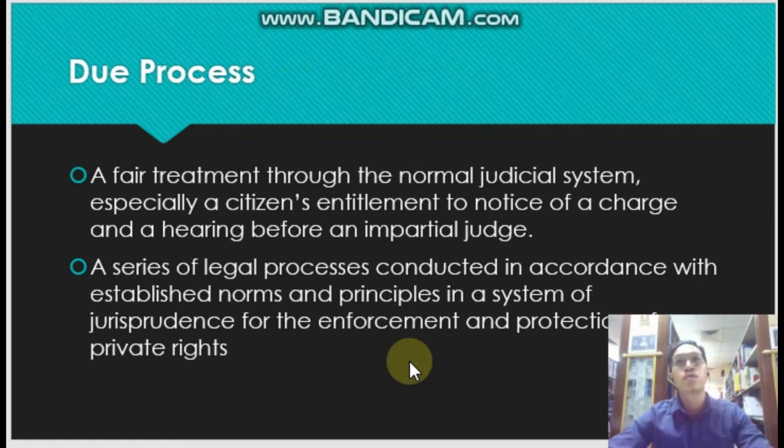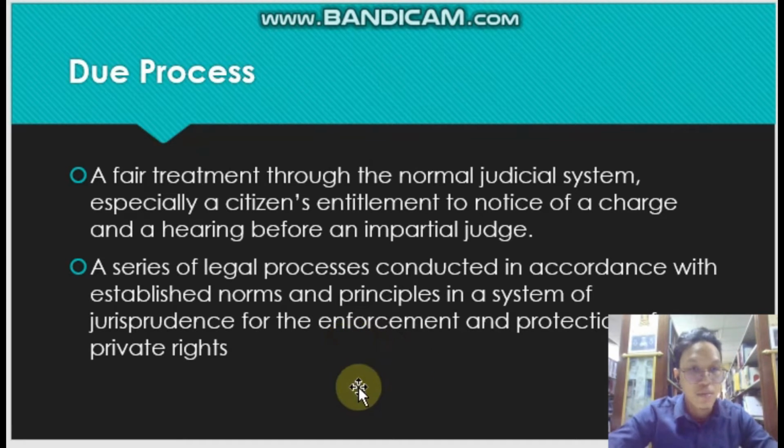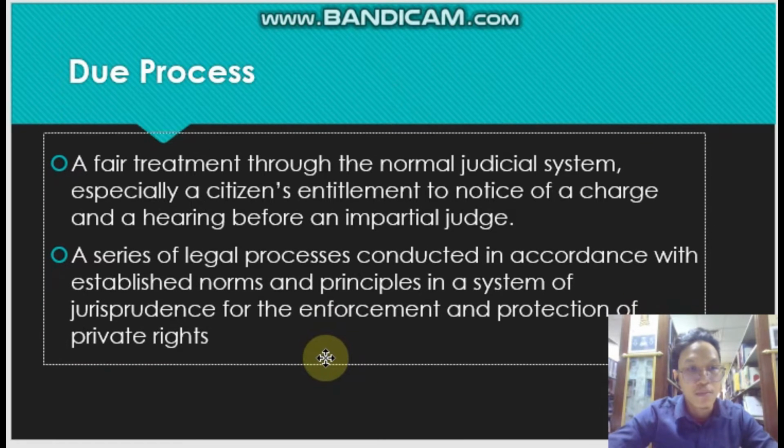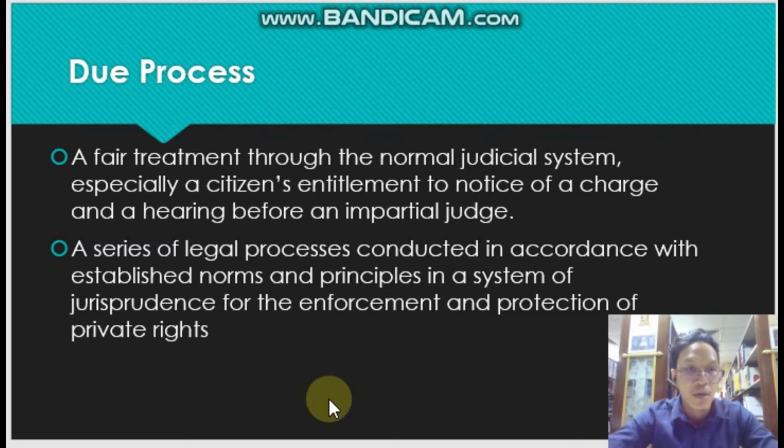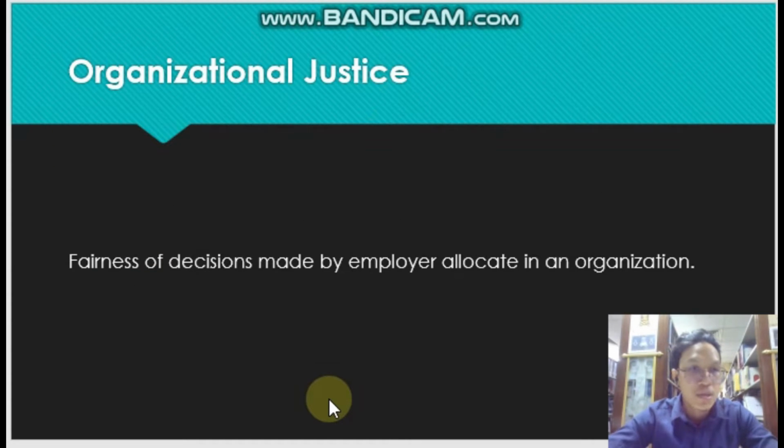So due process. Due process is fair treatment through the normal judicial system, especially a citizen's entitlement to notice and a hearing before an impartial judge. It is a series of legal processes conducted in accordance with established norms and principles in a system of jurisprudence for enforcement and protection of private rights. Organizational justice is the fairness of decisions made by employers in an organization.